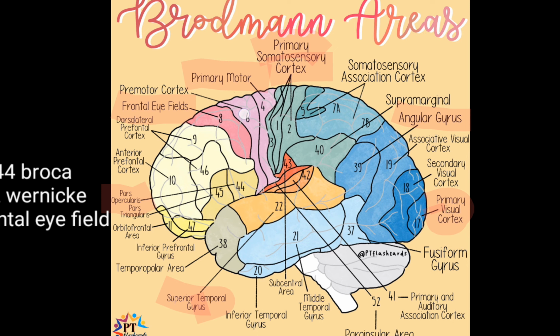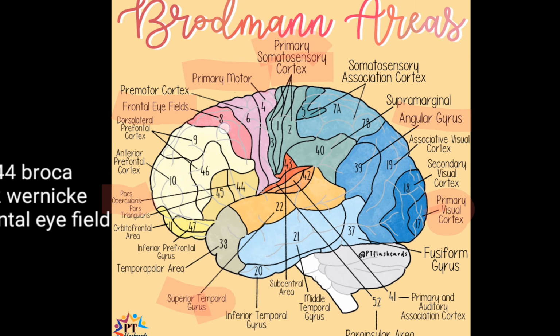Then we will be having area number 6. After 4, the even number coming is 6, the premotor cortex. Premotor cortex injury will lead to apraxia. After the premotor cortex, we next have the frontal eye field area, which is area number 8. Remember, if we place these specs vertically, it looks like two circles united, forming number 8. So frontal eye field is area number 8.